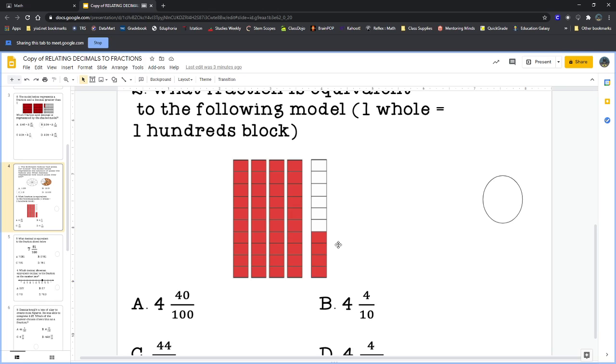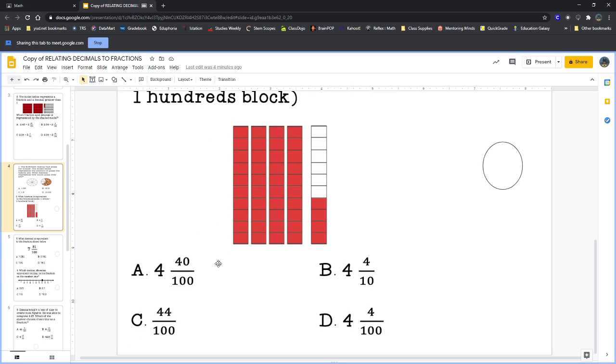Ones. Not ones. Remember, ones are when you have the whole thing, all of it together. But in decimals, you have tenths and hundredths. So we have 4 tenths and 4 hundredths. I think I know the answer. Okay. What answer do you think it might be? D. Answer choice D. 4 and 4 out of 100.